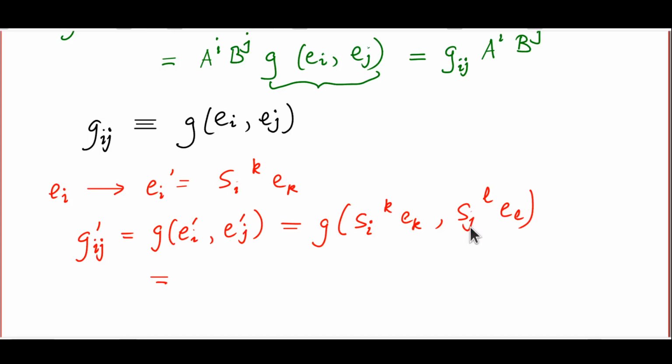In the previous derivation, we were careful. We pulled them out one by one, but it should be obvious that you can actually pull them out together, and you can get S_ik S_jl g(e_k, e_l). And just recognizing the fact that g acting on e_k, e_l is simply nothing but g_kl, the old components, the coordinate transformation rule for the metric tensor simply becomes g'_ij = S_ik S_jl g_kl.